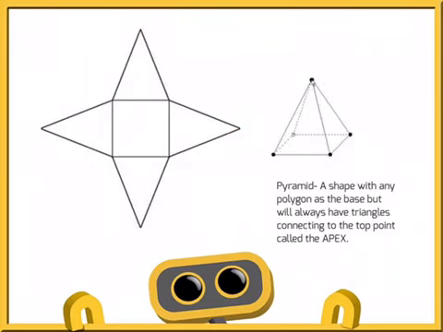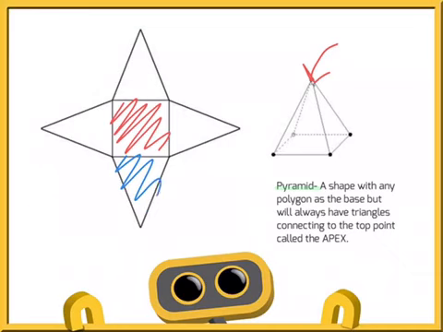This is the last net that we're going to talk about today, and this is a pyramid. A pyramid is a shape with any polygon as its base. In this case, the base is going to be this square represented right here, but it will always have triangles connecting it to this top point called the apex. So as you can see over here on the sides, we've got all these triangles that connect to one apex point at the top.